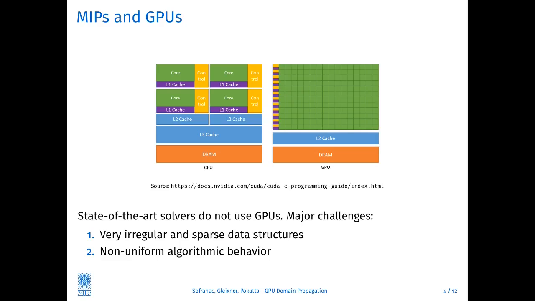Modern MIP solvers today do not use GPUs in their solving process. Some of the major challenges are that the data structures that MIP solvers operate on are very sparse and irregular. This is coupled with often very non-uniform behavior of the developed algorithms. On top of this, many of the existing algorithms were designed with a sequential execution model in mind, which does not allow us to transform them easily to an efficient GPU implementation.